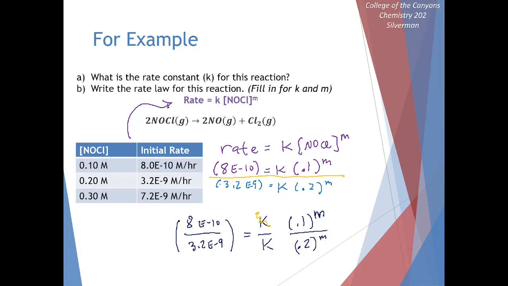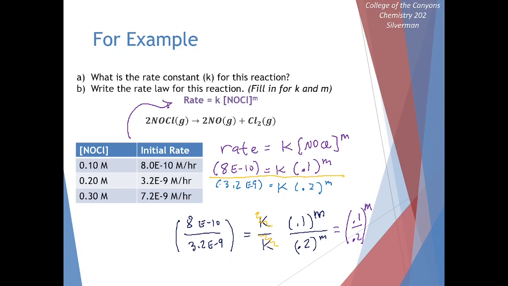Nicely here, our k's will cancel out. k divided by k is just 1. And in addition, we can simplify this statement on the right. We can say that 0.1 to the m divided by 0.2 to the m is going to be 0.1 over 0.2, quantity to the m. On the left side of the equation, we just have some number. On the right side of the equation, we have a fraction raised to the mth power. In fact, we have 1/2 raised to the mth power. This is something we can solve.